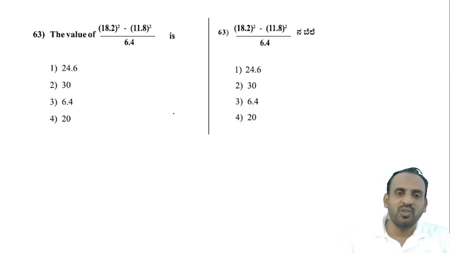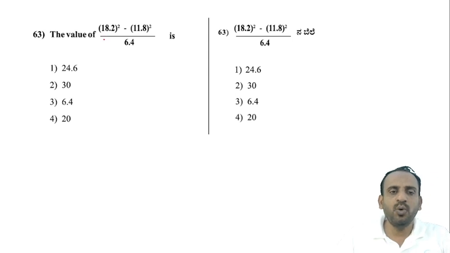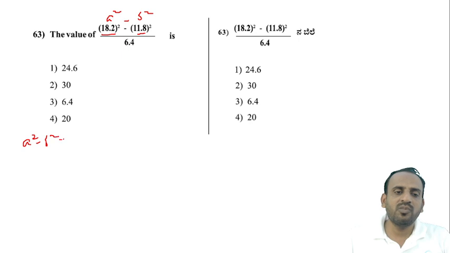Okay, so here it's given: the value of 18.2 whole square minus 11.8 whole square divided by 6.4 is what? Now when we look at this expression carefully, it looks like a square minus b square. That is the form here. A square, we can take a as 18.2, then this is b square. So we know from identities a square minus b square is nothing but a plus b into a minus b.